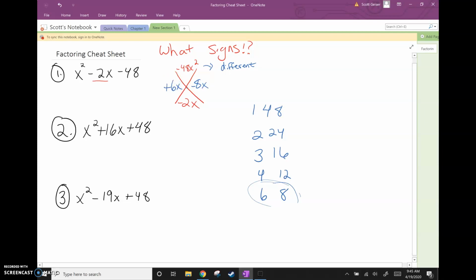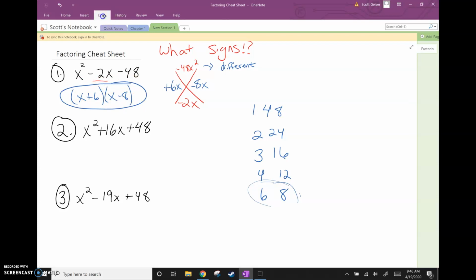From here, we could do the box, or, from what I showed you before in previous videos, there's a shortcut for these because this first one is 1. I can just plug these into parentheses. So this would be x plus 6 and x minus 8. Done. That is your answer, whatever those numbers are.